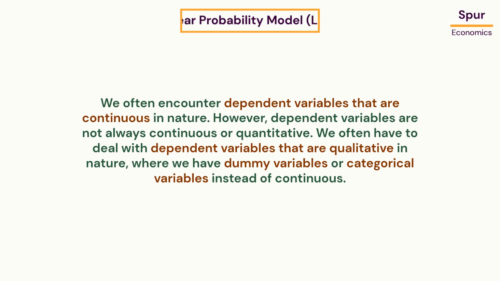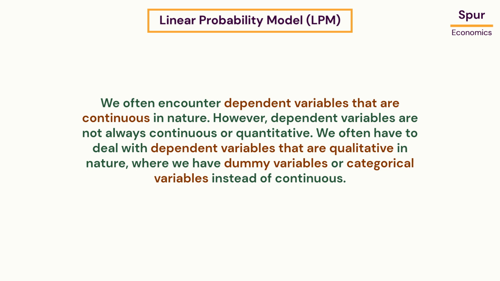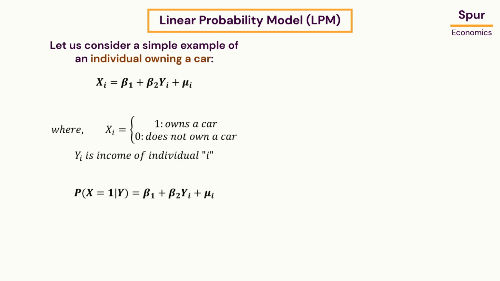We often encounter dependent variables that are continuous in nature, such as income. However, dependent variables are not always continuous or quantitative. We often have to deal with dependent variables that are qualitative in nature, where we have dummy variables or categorical variables instead of continuous. Let us consider a simple example of an individual owning a car.